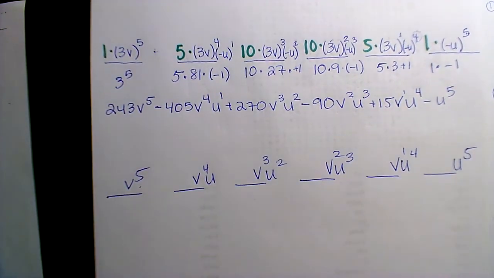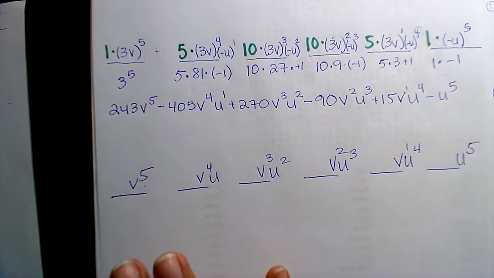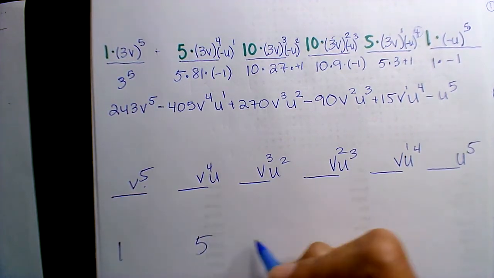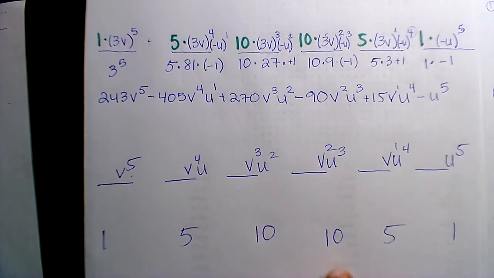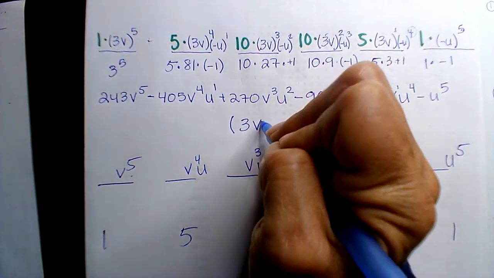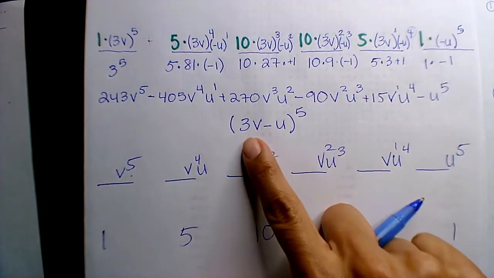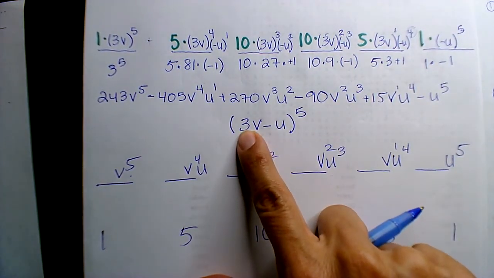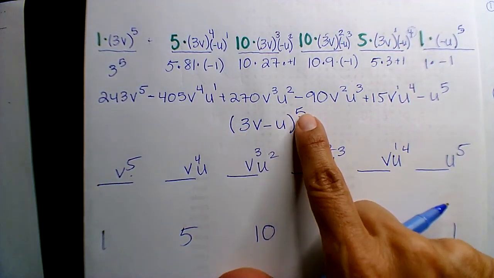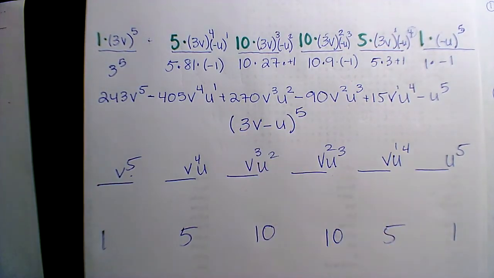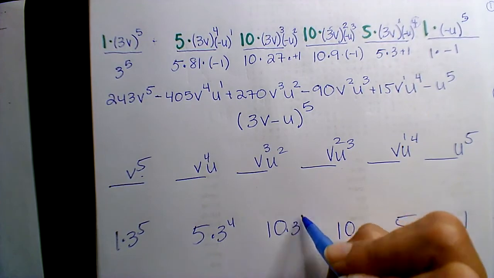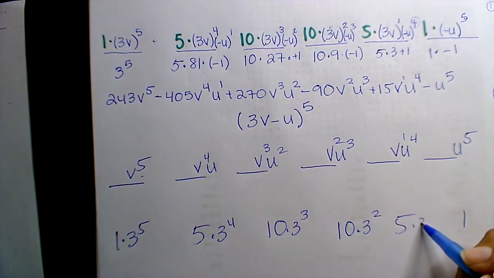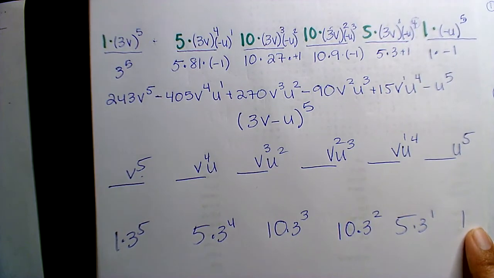Okay. So now what happens? It really becomes the numbers, and that's really what students write. They'll realize it's 1, 5, 10, 10, 5, 1. And then they'll look at the original problem, but you can't even see the original problem here: 3v minus u to the 5th. And what they'll see is the 3. The 3 is going to go 5, then it's going to go 4, 3, 2, and 1. So this one gets 3 to the 5, this gets 3 to the 4, 3 to the 3, 3 to the 2, 3 to the 1, 3 to the 0.